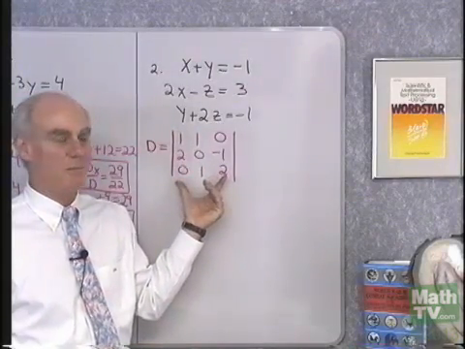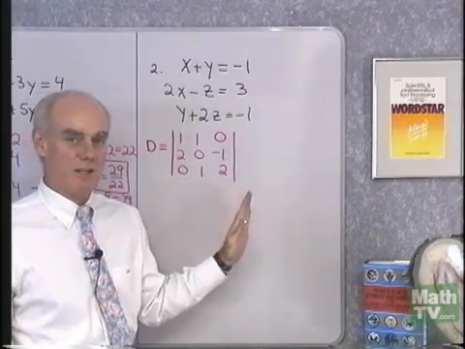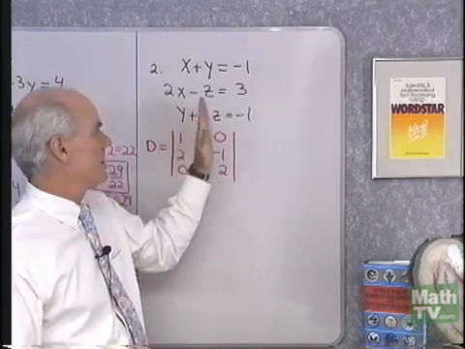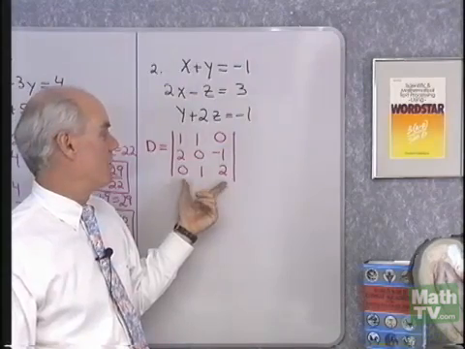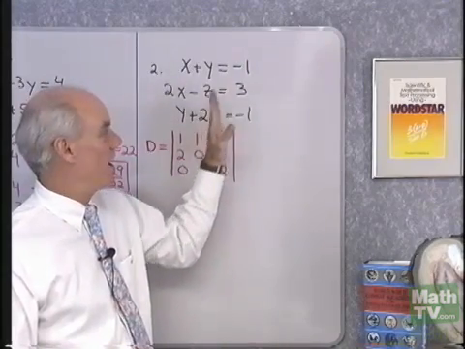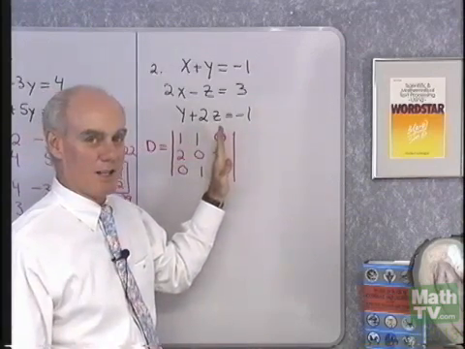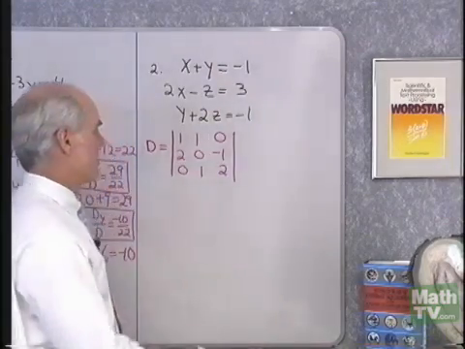Now I'm going to form 3 more determinants, d sub x, d sub y, and d sub z. d sub x will be what I get when I take the coefficients of x and replace them with the constant terms in this determinant. d sub y will be what I get when I take the coefficients of y and replace them with these constant terms. And d sub z will be what I get when I take the coefficients of z and replace them with the constant terms. So let's look at d sub x.